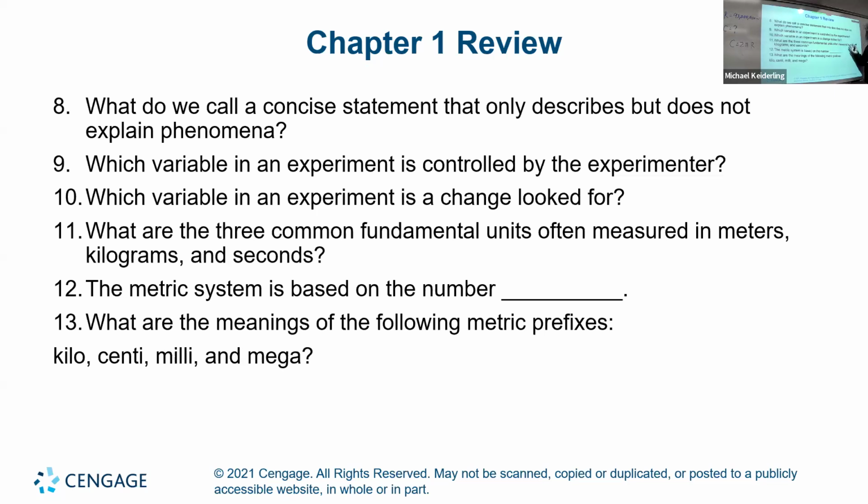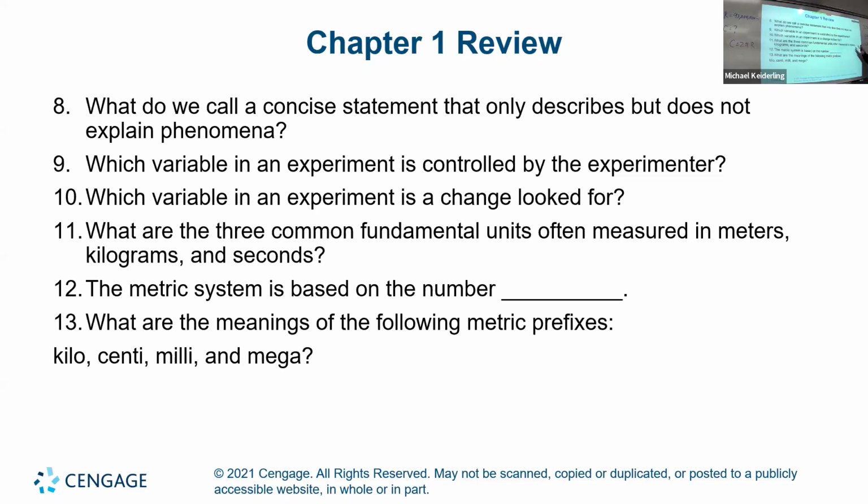So which variable in an experiment is controlled by the experimenter? That is the independent variable. It's independent because you can set it to whatever you want. Okay. And then which variable in an experiment is the one where a change is looked for? That's the dependent variable because it depends on the independent variable.